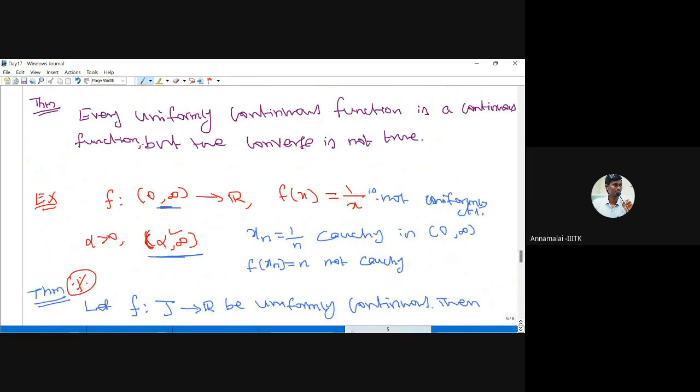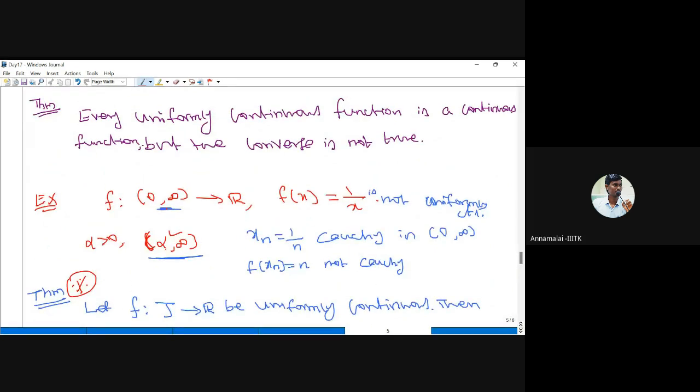Just try to solve some other problems related to uniform continuity. If you have any doubt, you can ask me.